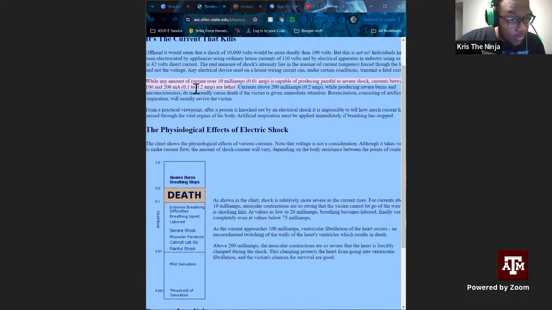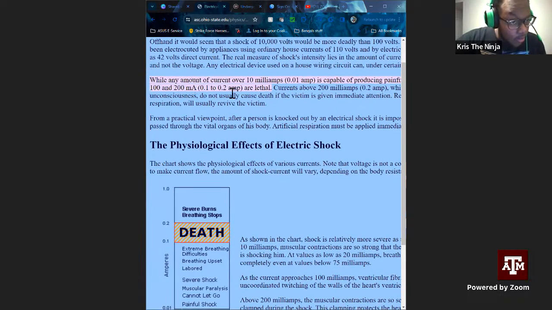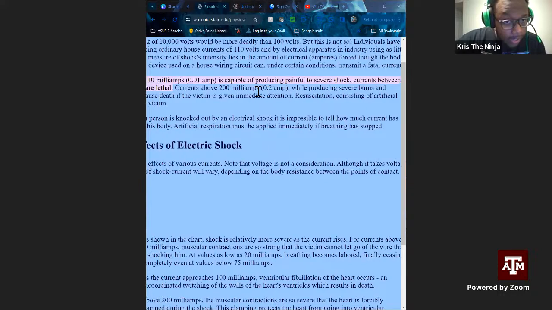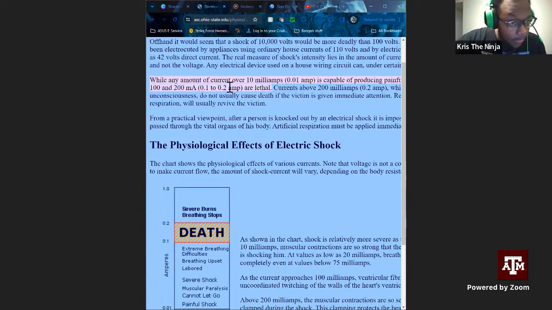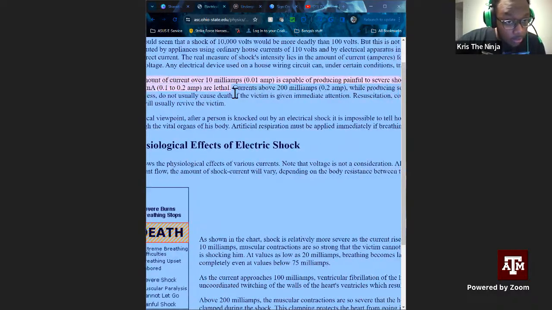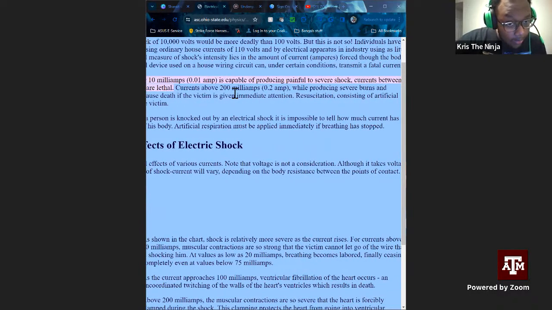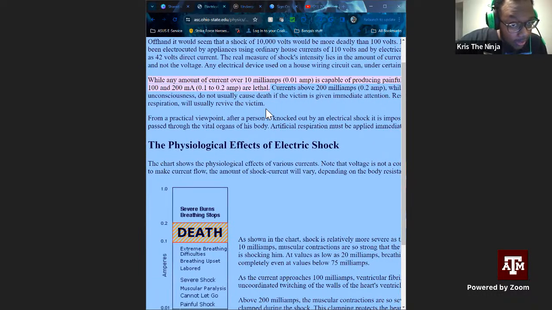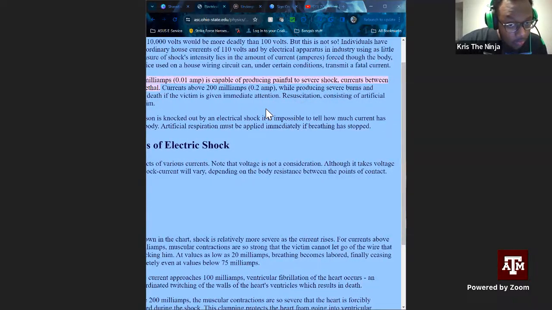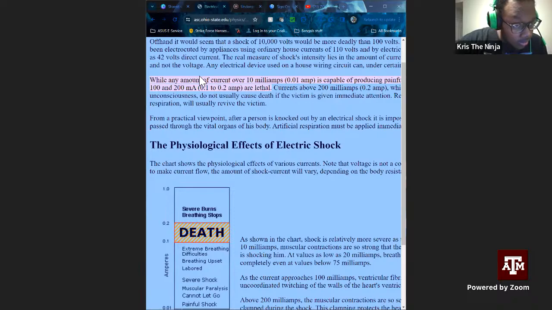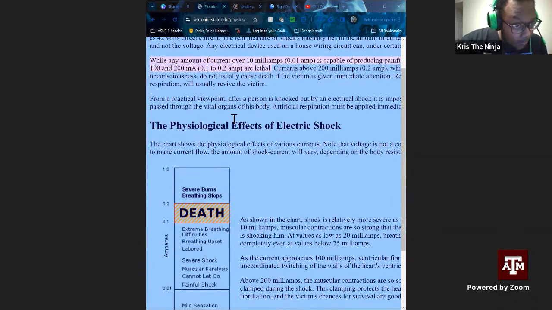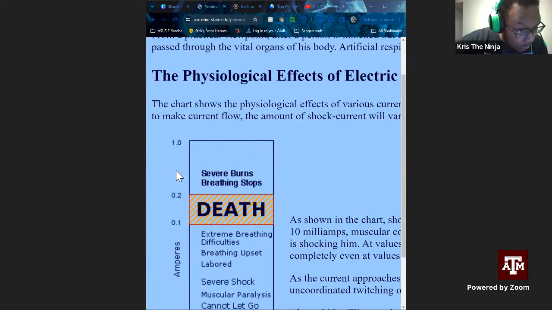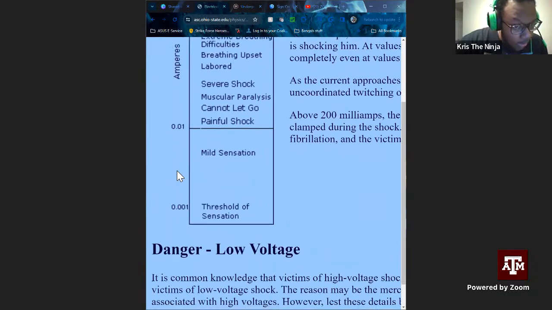But just as a rule of thumb, any amount of current above 10 milliamps is capable of producing a painful and severe shock to people. Currents between 100 and 200 milliamps, or 0.1 to 0.2 amps, are lethal. Currents above 0.2 amps, while producing severe burns and unconsciousness, do not usually cause death if the victim is given immediate attention. Resuscitation consisting of artificial respiration will usually revive the victim. So you can be easily knocked out by amperes.